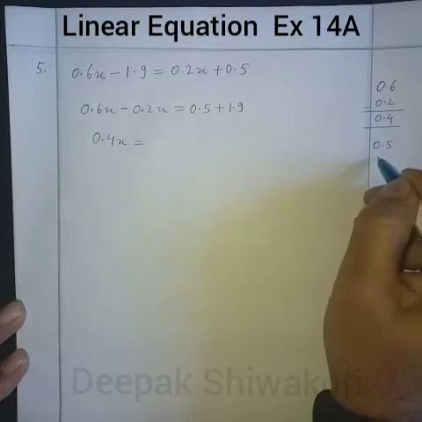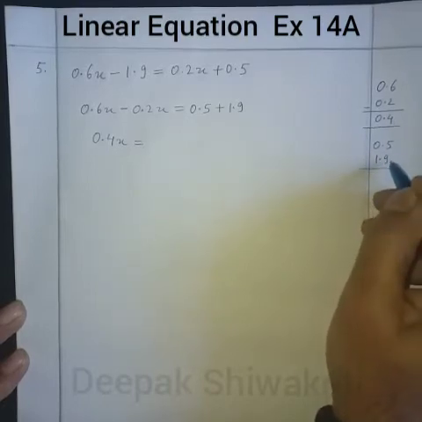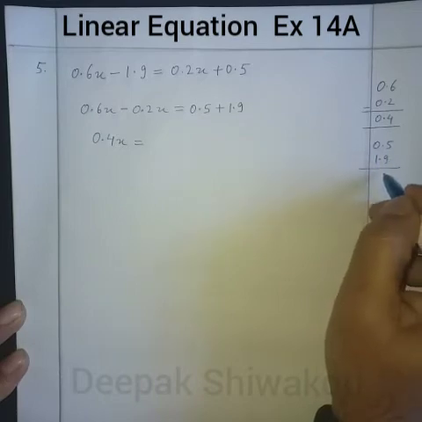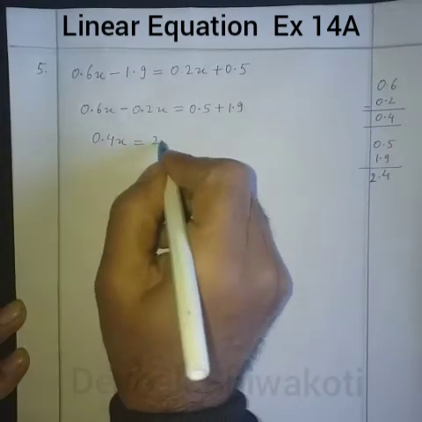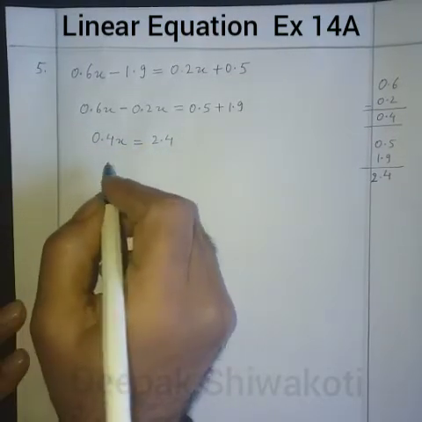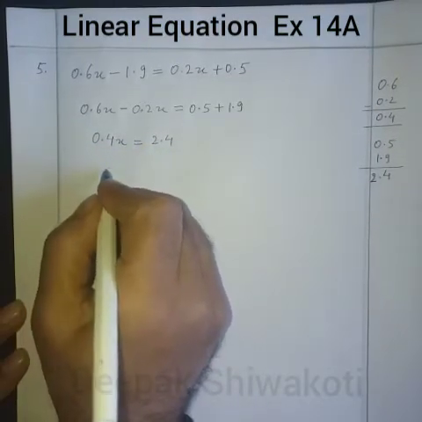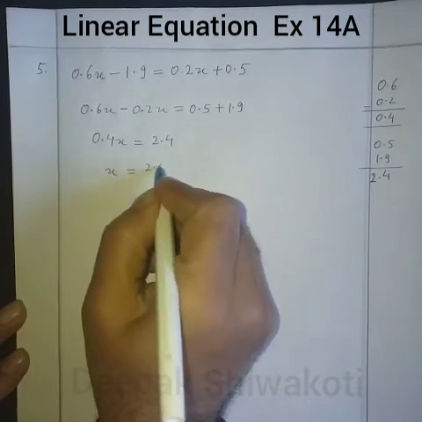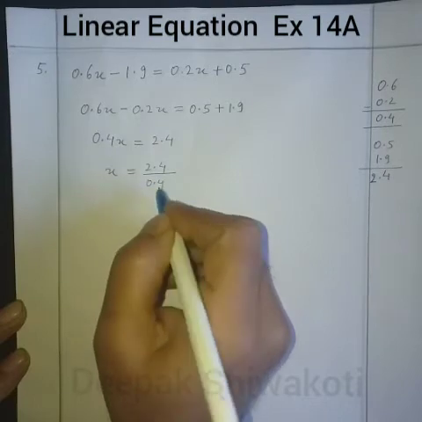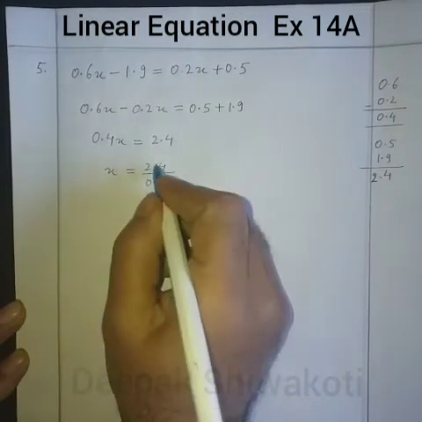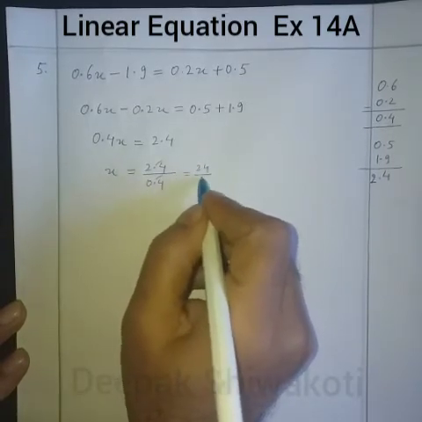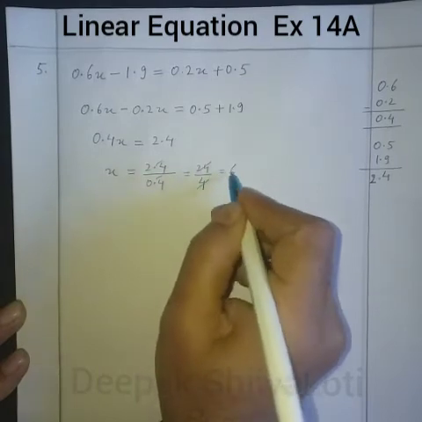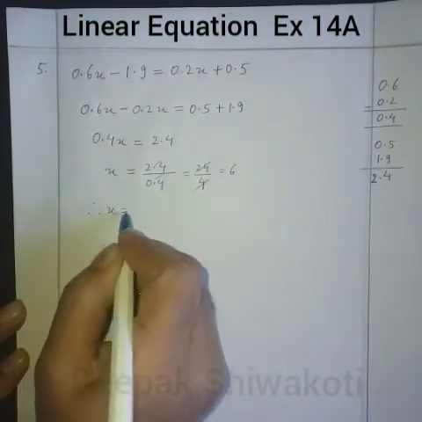When you add these two, how much are we going to get? 0.5 plus 1.9, we are going to get 9 plus 5 is 14, and 1 here, 2 with the decimal after 1 digit. Okay, that is, we got 2.4. Now the value of x will be 2.4 divided by 0.4, yes or no? So remove the decimal, and this will be equal to 24 by 4, which is equal to 6. Therefore x we got as 6.